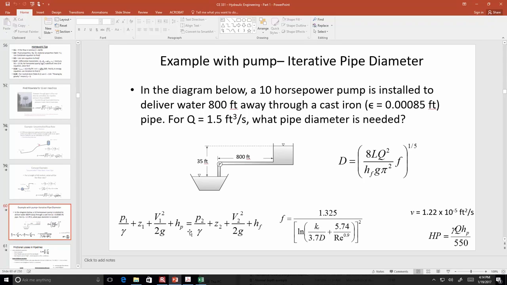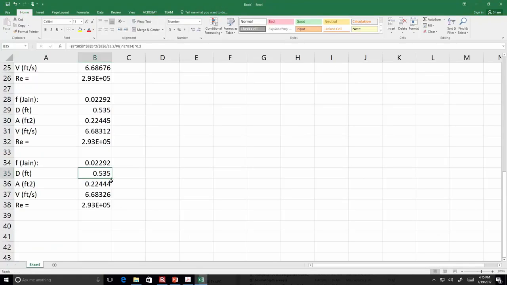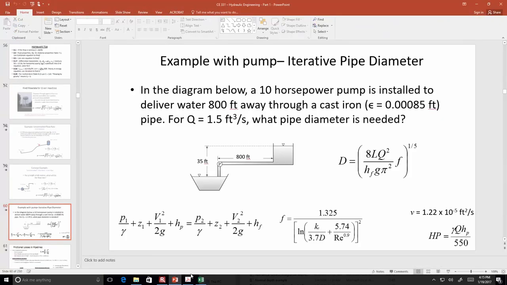So if we decided to round down, if instead of this required diameter of 0.535, if we just put in a 6-inch pipe, which is a half-foot diameter, then we wouldn't get 1.5 cubic feet per second. The flow rate we could get out of a smaller diameter pipe would be lower because there's going to be the same amount of energy loss. There's going to be 23.79 feet of loss, but it's just that we would arrive at that loss at a slower velocity with the smaller pipe diameter.